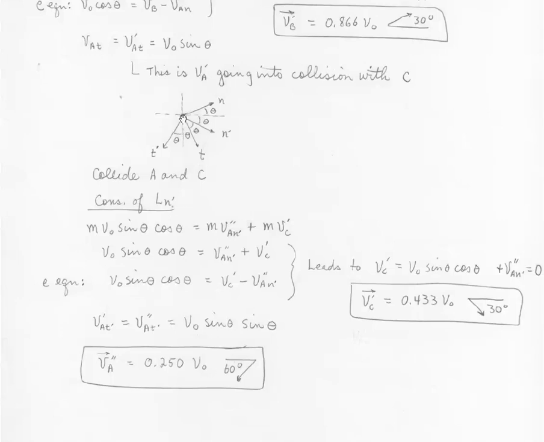Now, what happens after the collision along the normal direction is that A loses all of its normal velocity, so it only has tangential velocity. We have to figure out how much tangential velocity it had in the first place. Well, it was coming in with a velocity in this direction. V naught sine theta is the component coming in right here, and sine theta gives me the other component, so I end up with V naught sine squared theta, which comes out to be 0.25 V naught, and it's at an angle of 60 degrees below the negative x-axis.